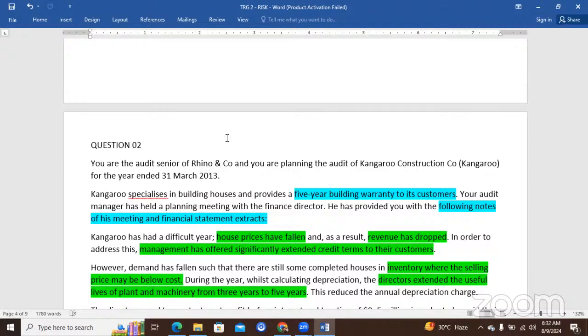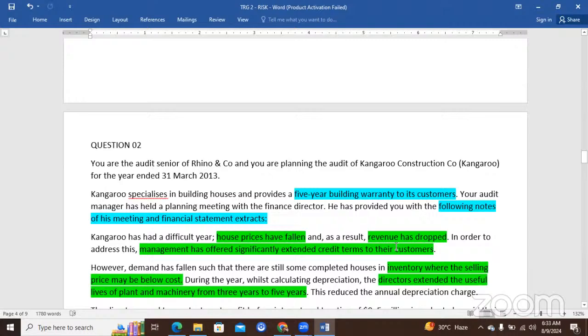So here, management has offered extended credit terms. Please mention that when you are writing the answer. When you are writing the answer, first of all, I told you, you should explain the key issue, right? So when you are explaining the key issue, take this one. Management has offered significantly extended credit terms to their customers. Then take ARP. As per the receivable days computation, it increased from this number of days to this number of days. That is the issue.